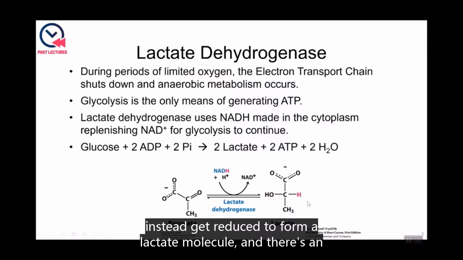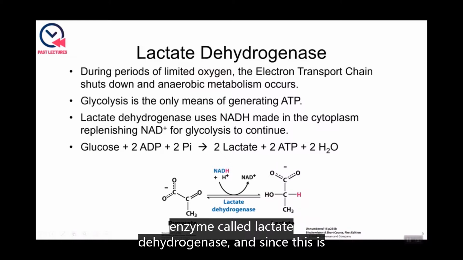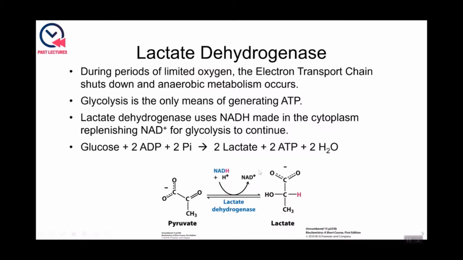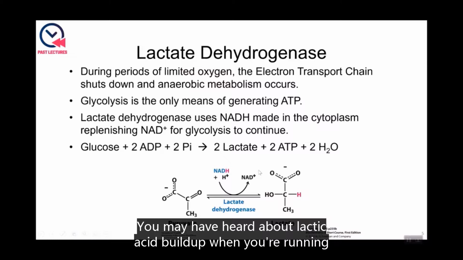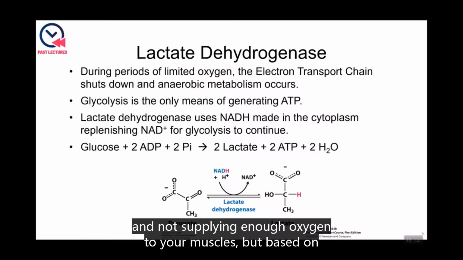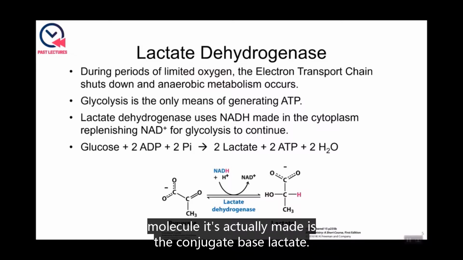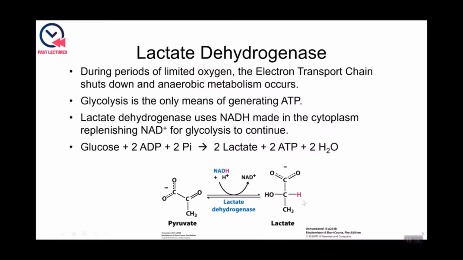And there's an enzyme called lactate dehydrogenase, and since this is an oxidoreductase, the NADH will be oxidized to NAD+. You may have heard about lactic acid buildup when you're running and not supplying enough oxygen to your muscles, but based on what you now know about pKa values and biochemistry, the molecule that's actually made is the conjugate base, lactate.